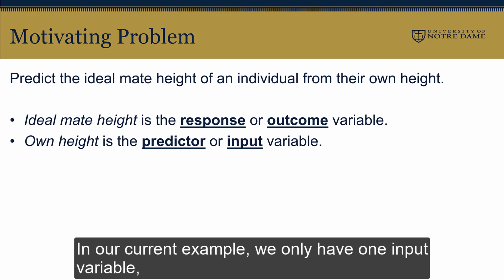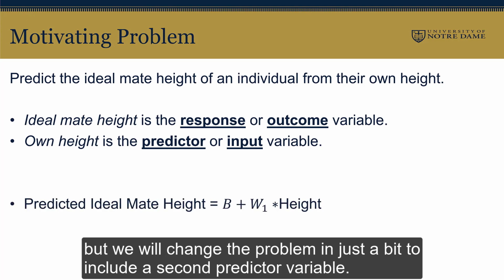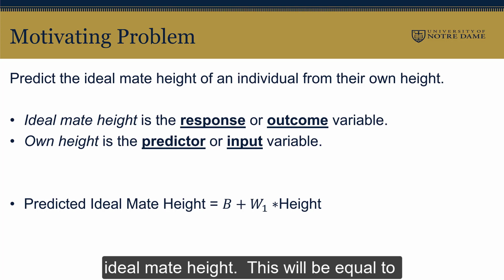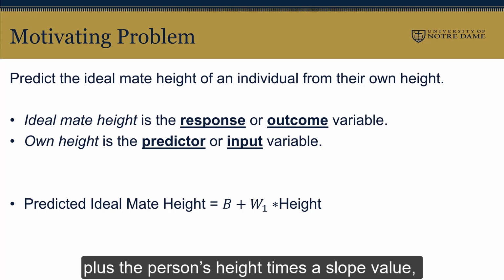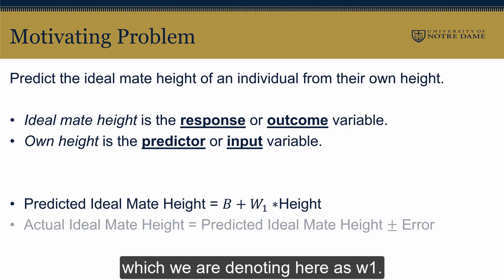In our current example, we only have one input variable, but we will change the problem in just a bit to include a second predictor variable. So our goal is to create a model that provides us with a predicted ideal mate height. This will be equal to some y-intercept, which we're denoting here as b, plus the person's height times the slope value, which we're denoting here as w1.